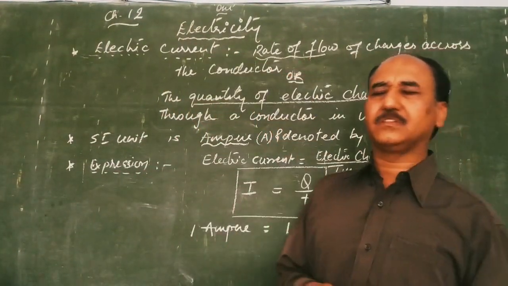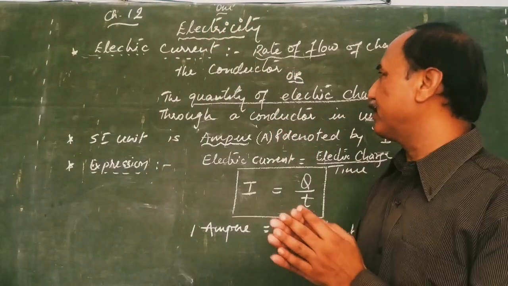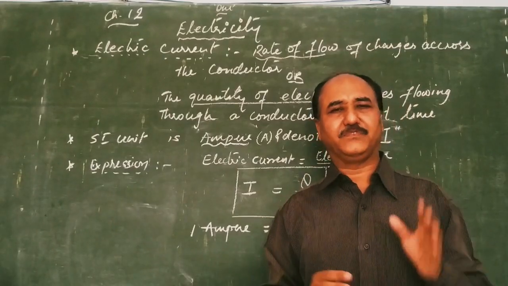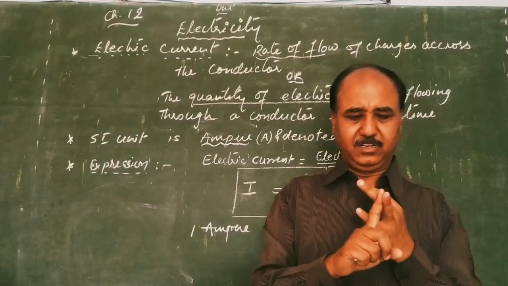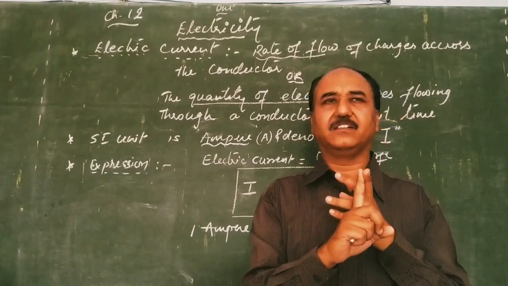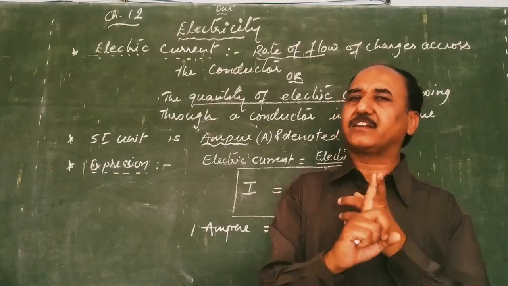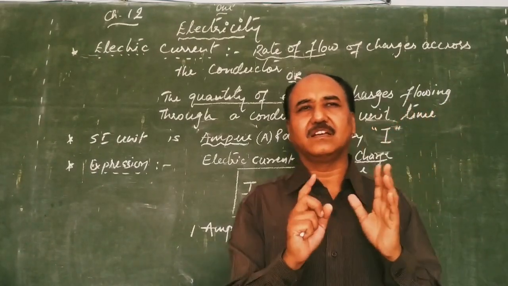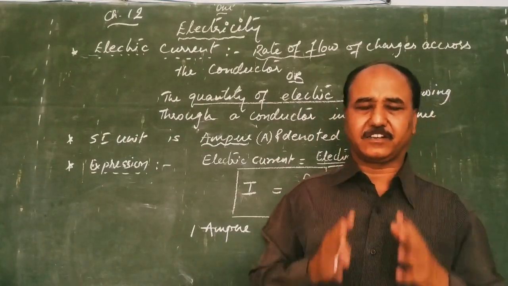Now we are again beginning with our chapter electricity. Since already we studied the different topics of electricity. The first was electric charge, then it was electric potential, third one was potential difference, and today we will study electric current. Let us recap the earlier topics which were studied in electricity.